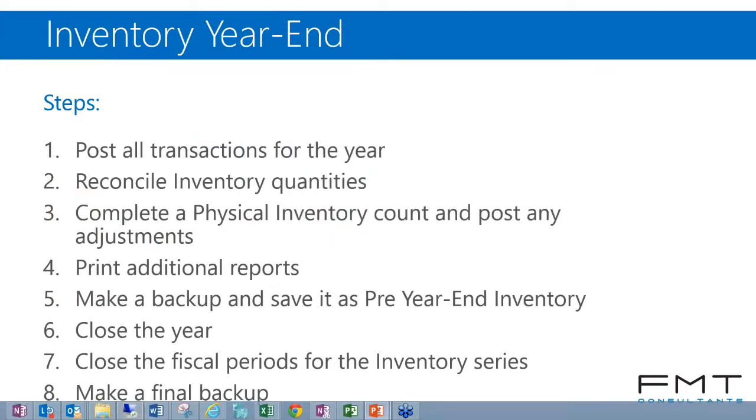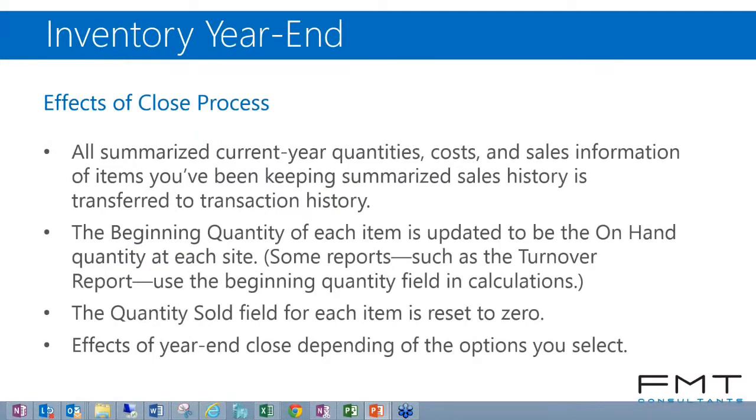So the effects of doing this close process are it summarizes the current year quantities, costs, and sales information of items you've been keeping summarized sales history. So that's an option when you set up your inventory. So if you said, I'm going to keep summarized history, it transfers all that information to history. The beginning quantity of each item is updated to be the on-hand quantity at each site. Some reports, like the turnover report, use this beginning quantity field in calculations. The quantity sold field for each item is reset to 0. And then there's optional effects depending upon the options that you selected.